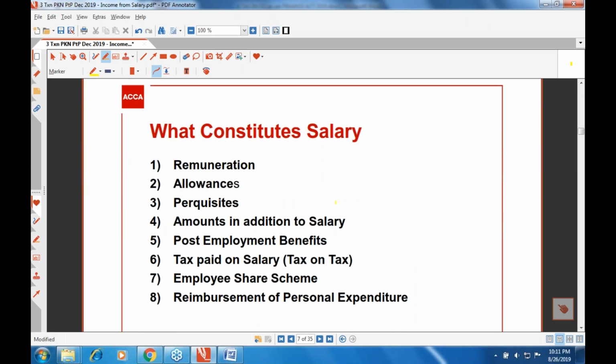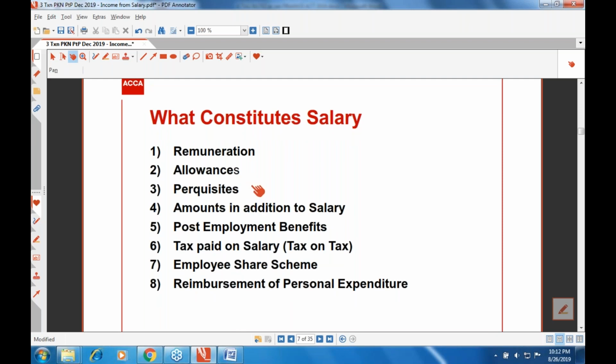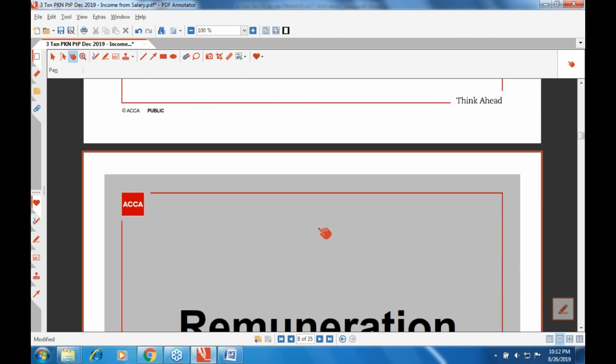Now, the next concept is what constitutes salary. When I talk about what constitutes salary, there are various 7-8 items mentioned here, and they are remuneration, allowances, perquisites, amounts in addition to the salary, post-employment benefits, tax paid by employer, employee share scheme, and reimbursement of personal expenditure. Now let's have a discussion pertaining to each and every item, and how they are included in the salary.